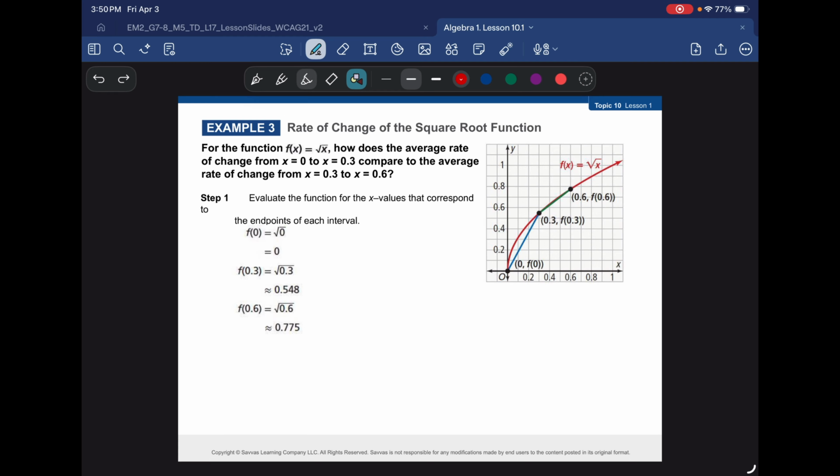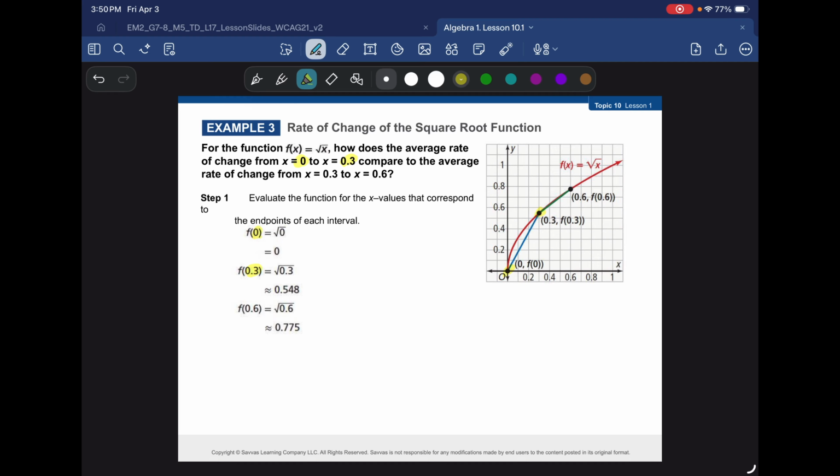So the first thing we need to do is evaluate the outputs for each of those interval endpoints. Okay, so I'm starting at x equals 0, and I'm going to x equals 0.3. That's my first interval range. So we need to evaluate f of 0. So we just plug in our input and we get an output of 0. And then we need to evaluate the other endpoint of the interval, 0.3. And f of 0.3 is approximately 0.548 because we took the square root of 0.3.